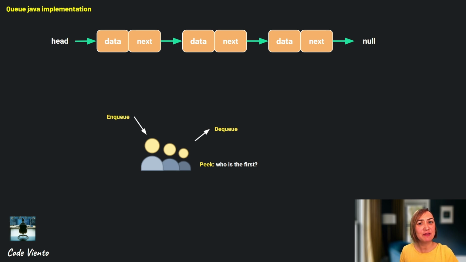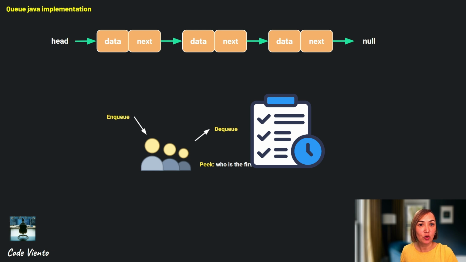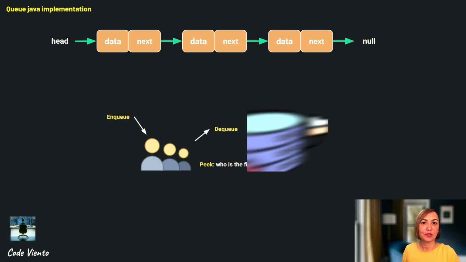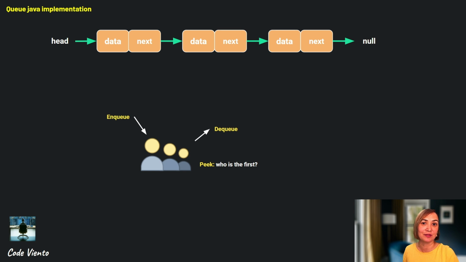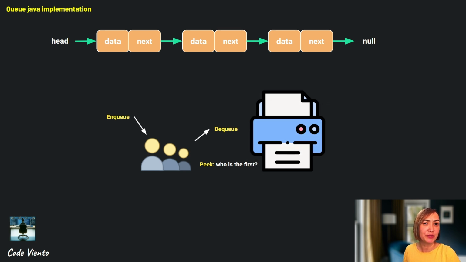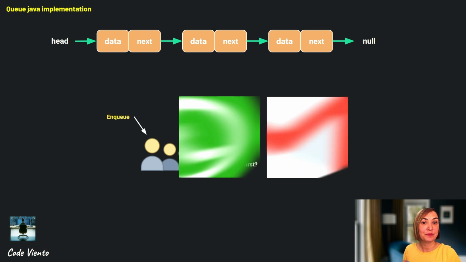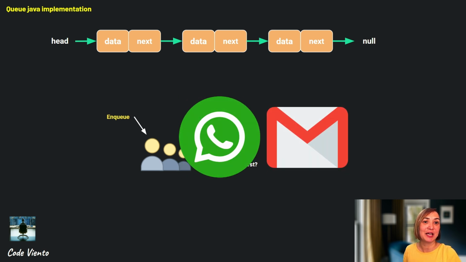Queues are everywhere in software development. Some real-world applications include task scheduling. Operating systems use queues to manage running processes efficiently. Request handling: web services process incoming requests in a queue to ensure fair execution. Print jobs: printers manage multiple print requests using a queue structure. Messaging applications like WhatsApp and email services use queues to handle message delivery.